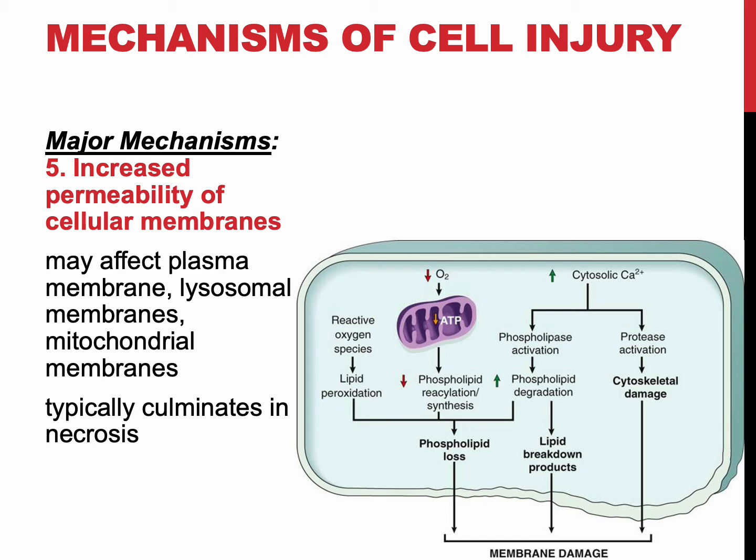A fifth type of cell injury that can also occur is an increased permeability of the cellular membrane. That can affect many types of membrane, including the plasma membrane, the lysosomal membrane, and the mitochondrial membrane. Obviously, this increased permeability can affect the function of the cell itself, leading to, for example, loss of phospholipids, breakdown of lipid products, and damage to the overall cytoskeleton of the cell, again leading to this overall membrane damage. And as you know, membrane damage typically leads to eventual necrosis of that cell.